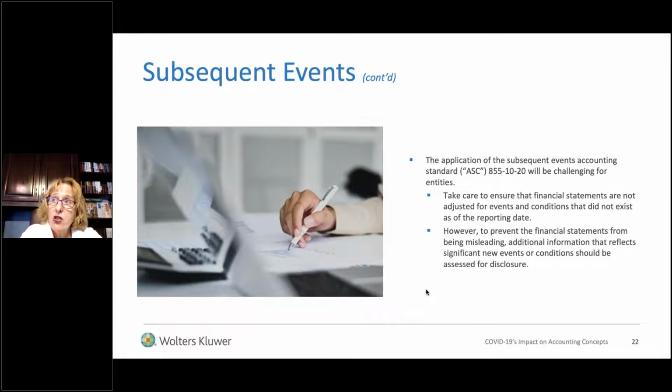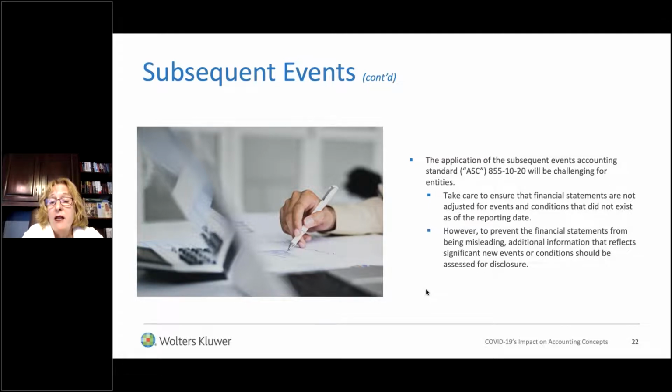So if you're trying to understand a little bit more about subsequent events, and I think Beth will show you how you can look that up in CCH Manager in a minute, the application of the subsequent event accounting standard is under Accounting Standards Codification 855, subpart 1020. It's going to be challenging. You have to be careful, take caution that financial statements are not adjusted for events and conditions that did not exist as of the reporting date.